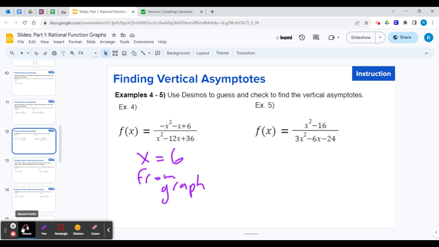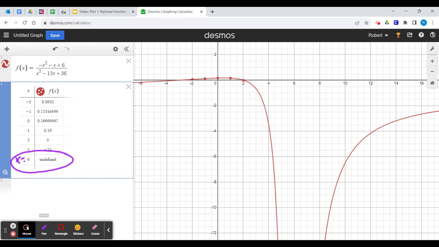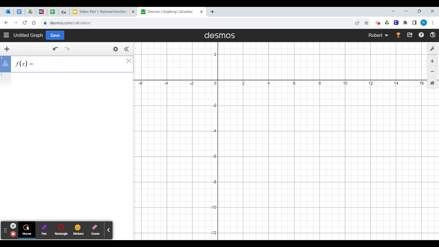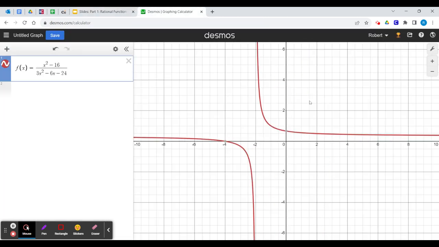I would go ahead and try this on your own real quick, and then come back and check it against mine. But we are going to do example 5 as well. So example 5, x squared minus 16. Let's go back and clear our work here. So I'm going to set that fraction first by hitting the slash sign. We get x squared minus 16 up top. And 3x squared minus 6x minus 24 is on bottom.